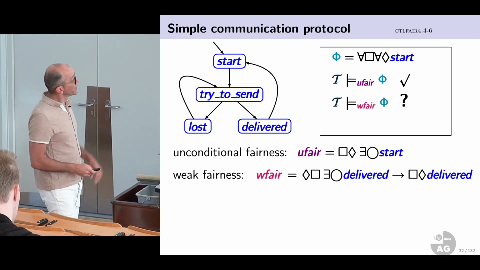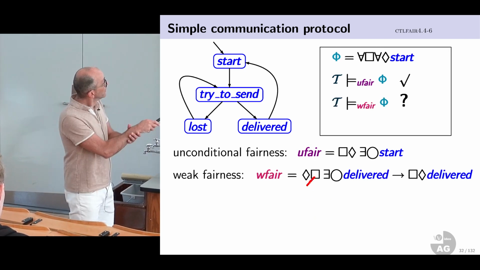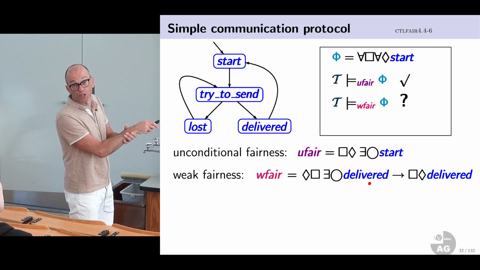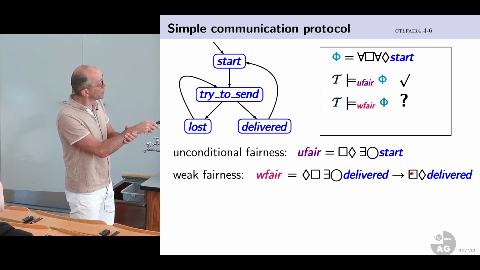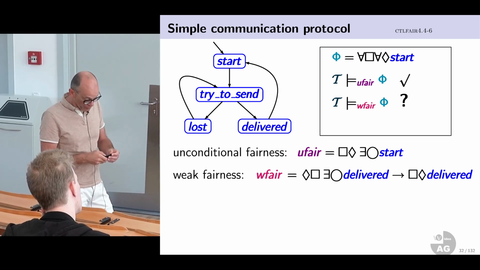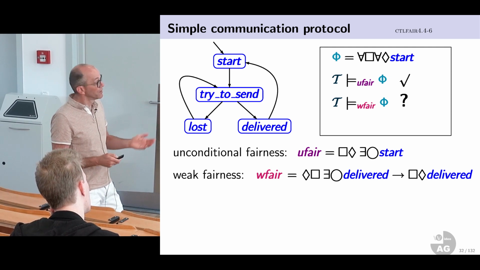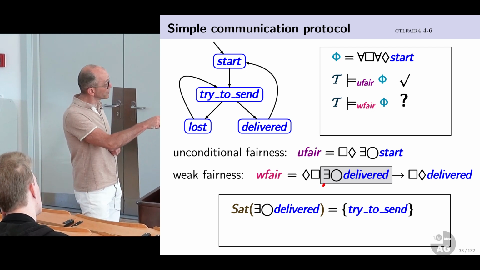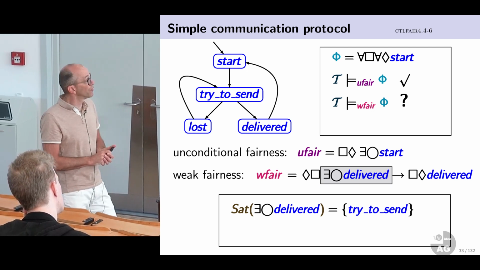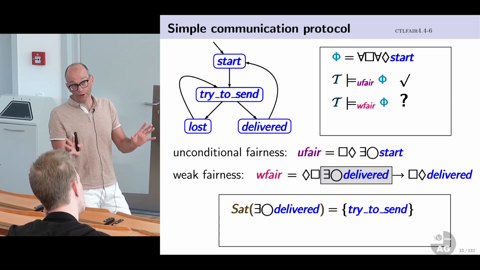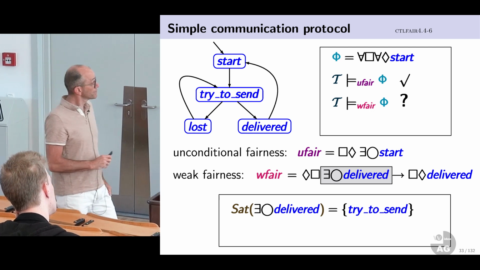Good. Now you can have things like this, a weak fairness assumption. If from some point on always you are in a state satisfying this state formula, there exists a transition to a delivered state, then infinitely often you should visit delivered. Good. How are we going to deal with these kind of fairness assumptions? Like with CTL, you start inside out. So the first thing we do is we try to determine the set of states satisfying this state formula. For that we use standard CTL semantics. No fairness assumption.